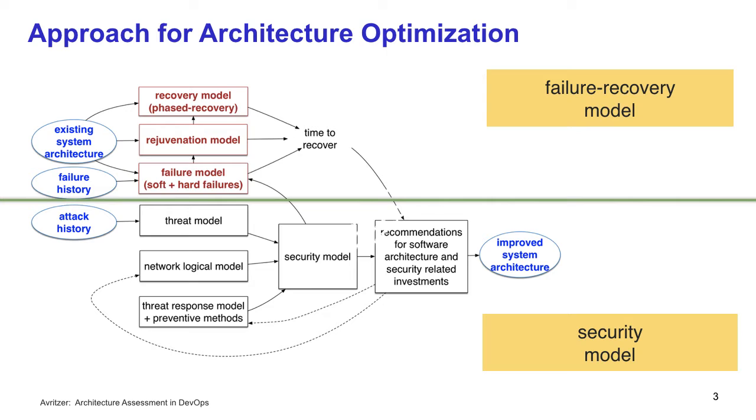The approach for architecture optimization uses an existing architecture, a failure history, and an attack history. The output of the architecture optimization process is an improved system architecture.